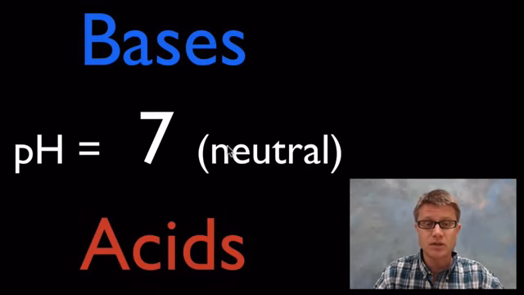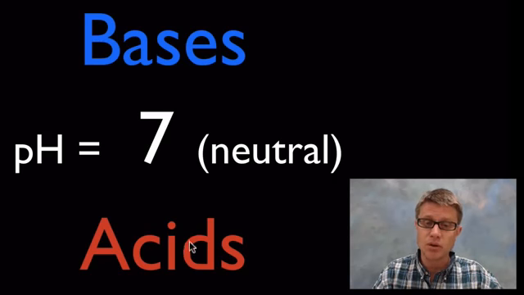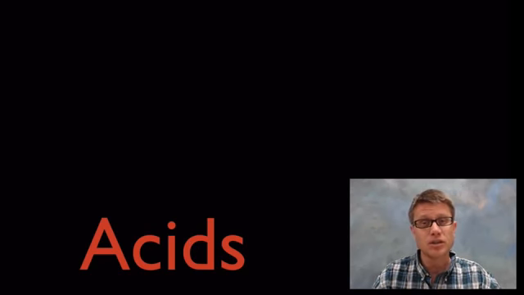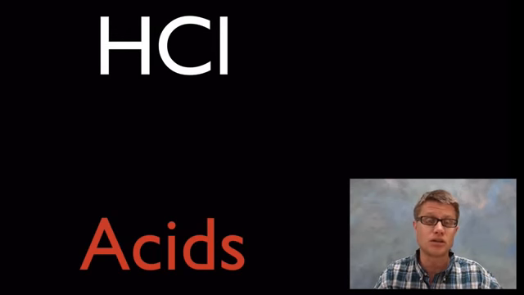And so pH of 7 is neutral. But if we ever have a value greater than 7, it's going to be a base. And if it's ever lower than that, then it's going to be an acid. And so let's start by dealing with the acids. What's an acid that almost everybody's familiar with? That's hydrochloric acid. You'd find that in your stomach.